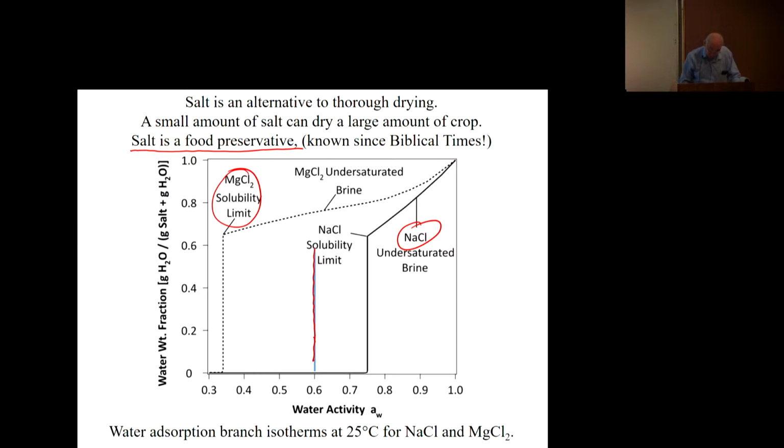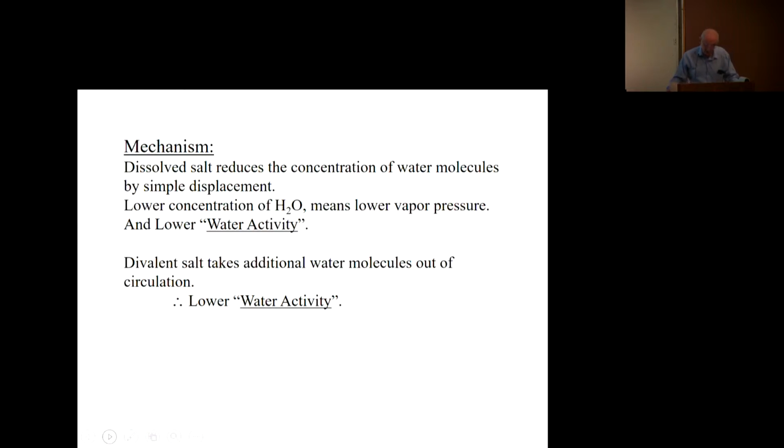So this is a little bit of the scientific part, which shows the fraction of water in the food on this axis, and the water activity. And that's kind of interesting. So why does salt help? Because salt gets into solution and displaces water molecules. If you have fewer water molecules, you have lower vapor pressure, and that gives you a lower water activity. And if you have a divalent salt, it's even more effective, because then the water molecules cluster around the divalent salt, and it works even better.